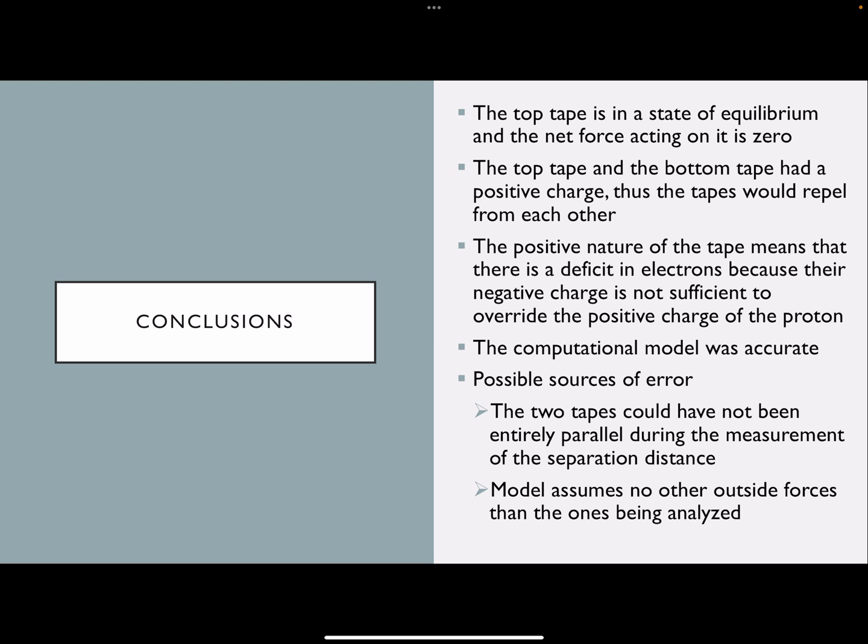In conclusion, the top tape is in a state of equilibrium and the net force acting on it is 0. The top tape and the bottom tape had a positive charge, and thus the tapes would repel from each other. The positive nature of the tape means that there's a deficit in electrons, which was proven through our calculations, because their negative charge is not sufficient to override the positive charge of the protons. The computational model was accurate because those were the same numbers we got through typical hand calculations.